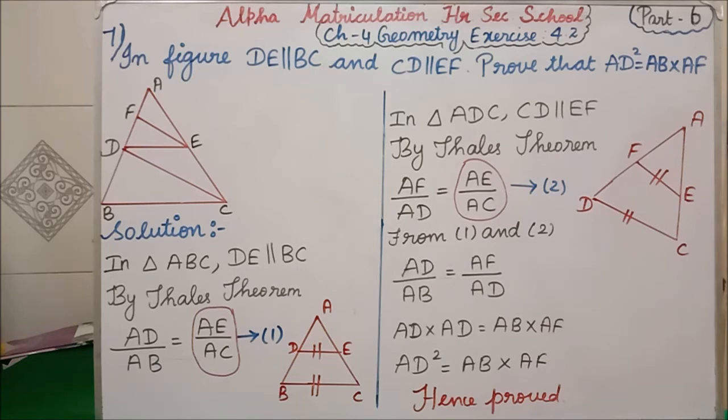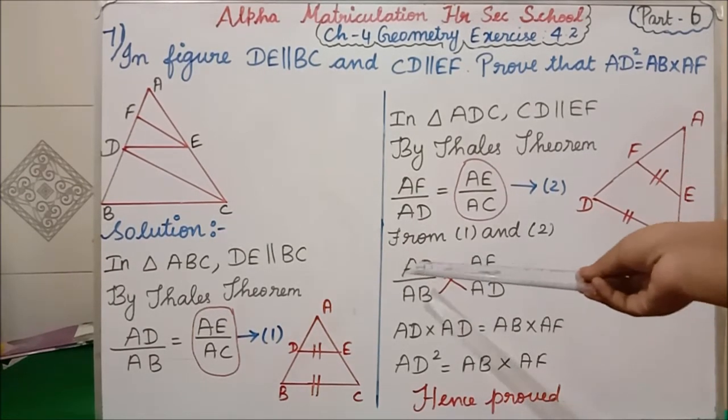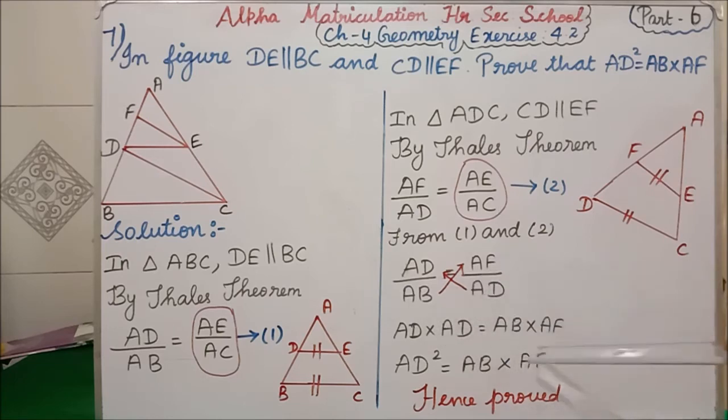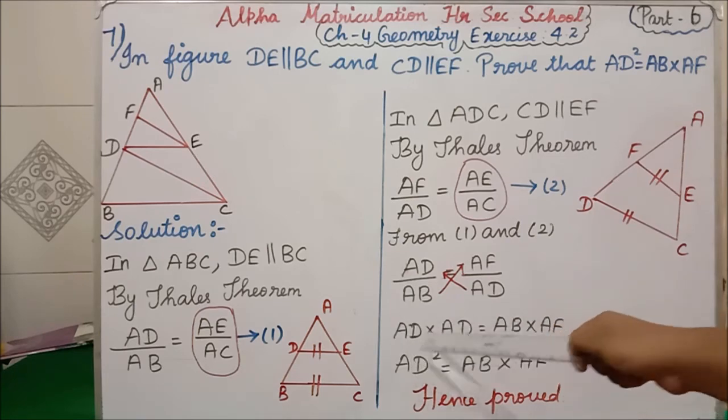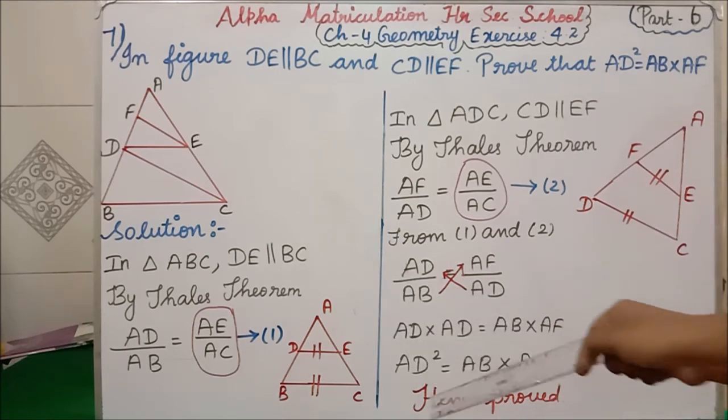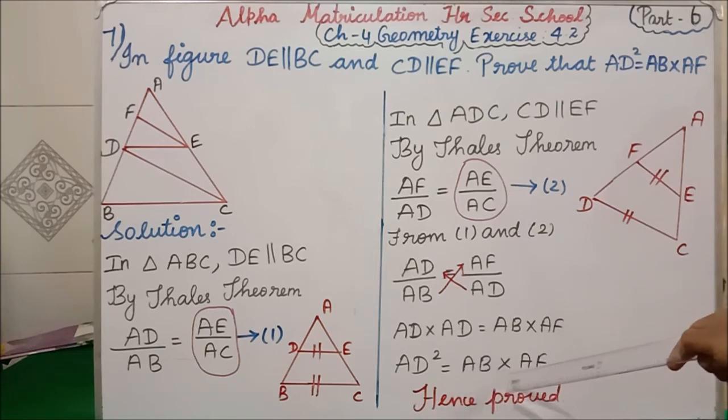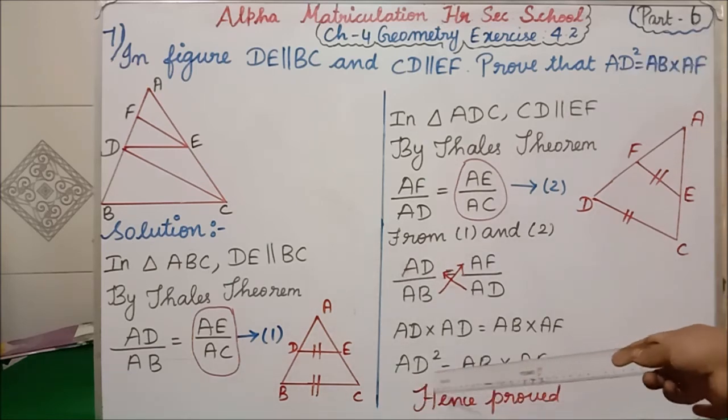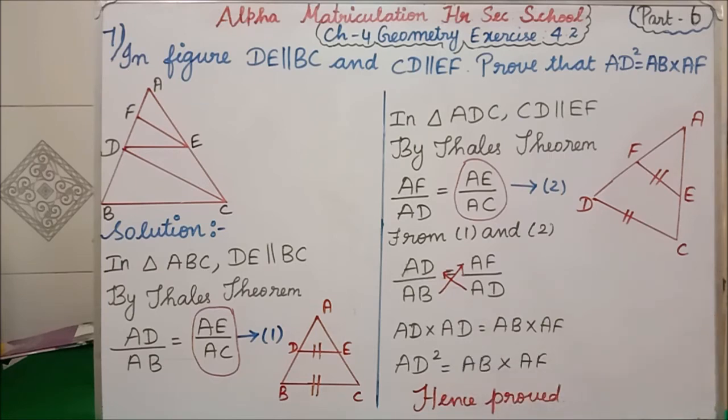Next step, we are doing cross multiplication. AD into AD equals AB into AF. Clear? AD into AD is AD square. Here also AD, so we can write AD whole square equal to AB into AF. Now see what we have to prove: AD square equals AB into AF. We have proved AD square equal to AB into AF. Hence proved. Clear, students? So we have completed in part 6 the 5th problem, 6th problem and 7th problem.